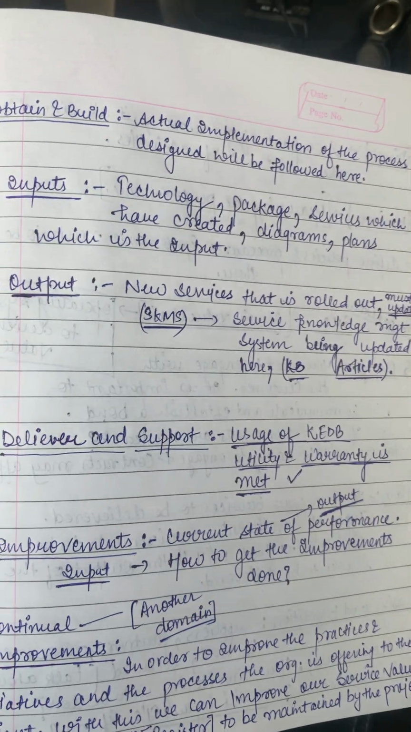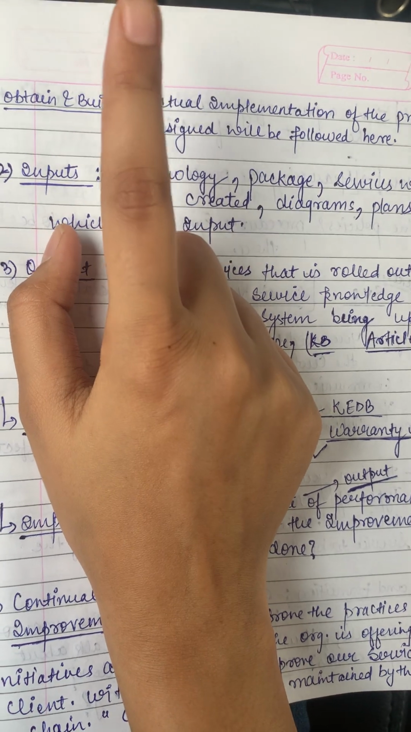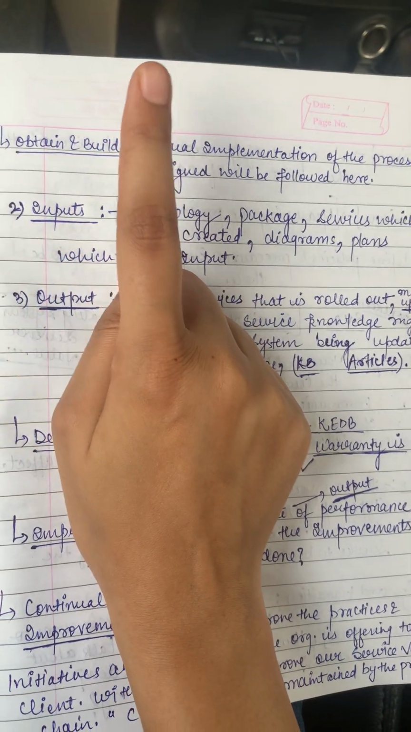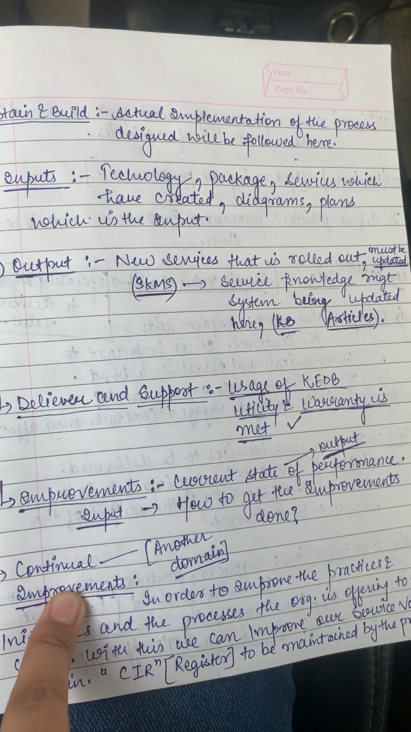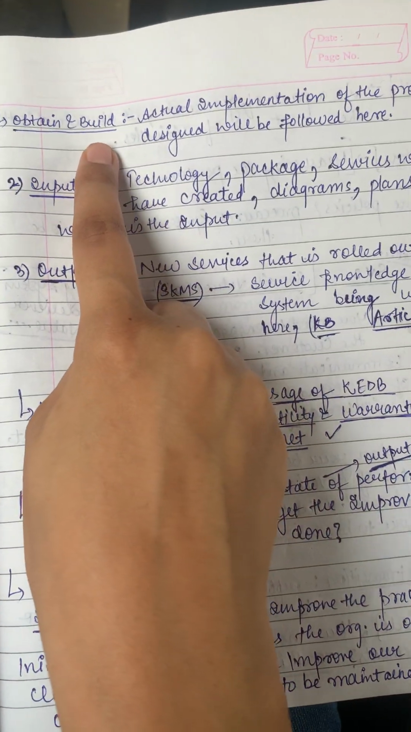Hi everyone. So this also comes under the part of the service value chain. This is another component, and then afterwards we'll be coming to continual improvement. Then practices will be the last one. Okay, so the next one is obtain and build.